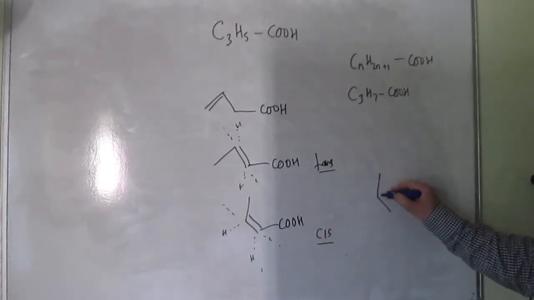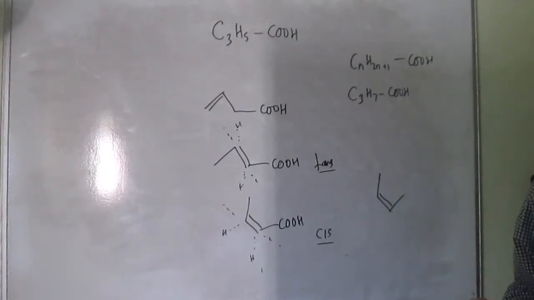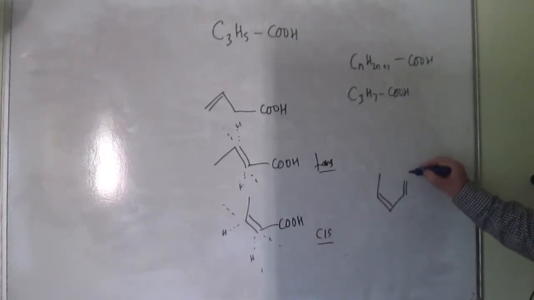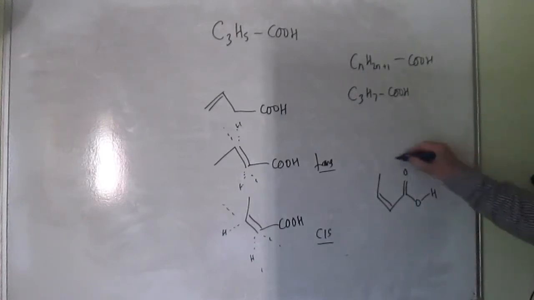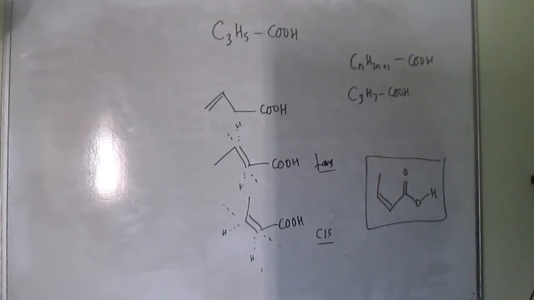So it asks us to write a skeletal formula out, so that means we've got to write the COOH group out in full. COOH, and that is our C3H5COOH, and that's a cis unsaturated one which fits the requirement. And that's the end of the paper.